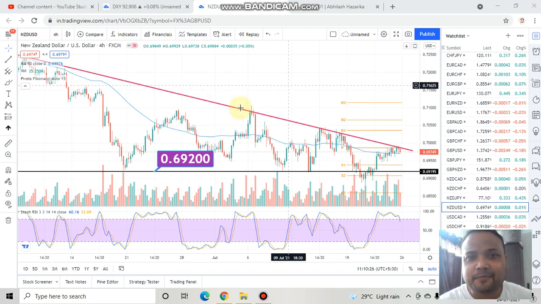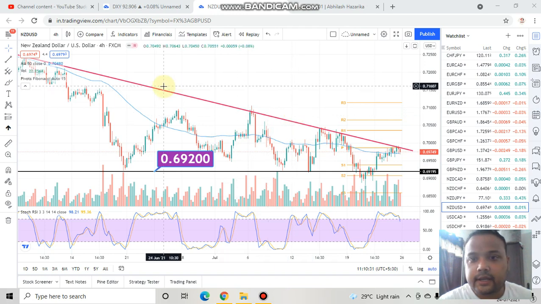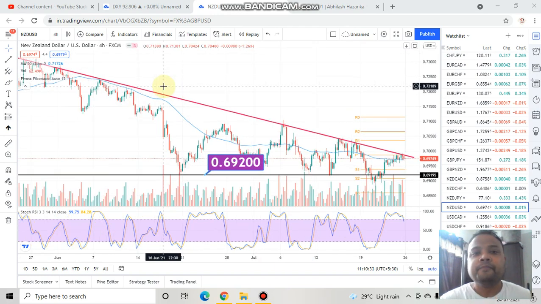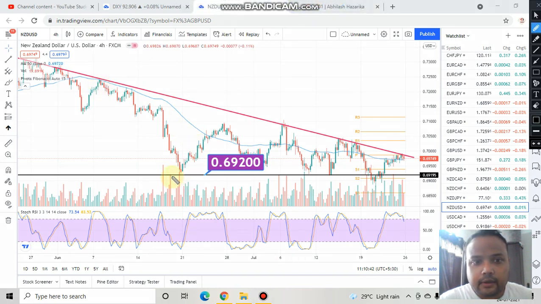So let's get started. This is the 4 hours chart of NZD USD in front of us right now, my favorite 4 hours time frame. You can see that I have got two lines drawn here on the chart. First of all, let me talk about this line, 0.6920. If you do not have these lines in your charting platform, then my dear friend, I'll request you to draw these lines so that you can understand the chart better, so that you can understand the market better.